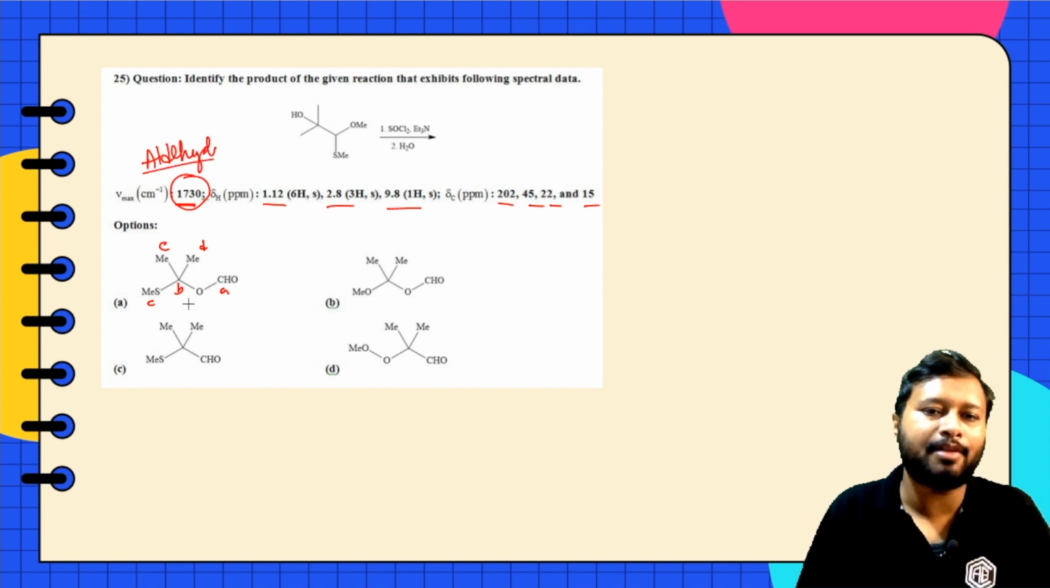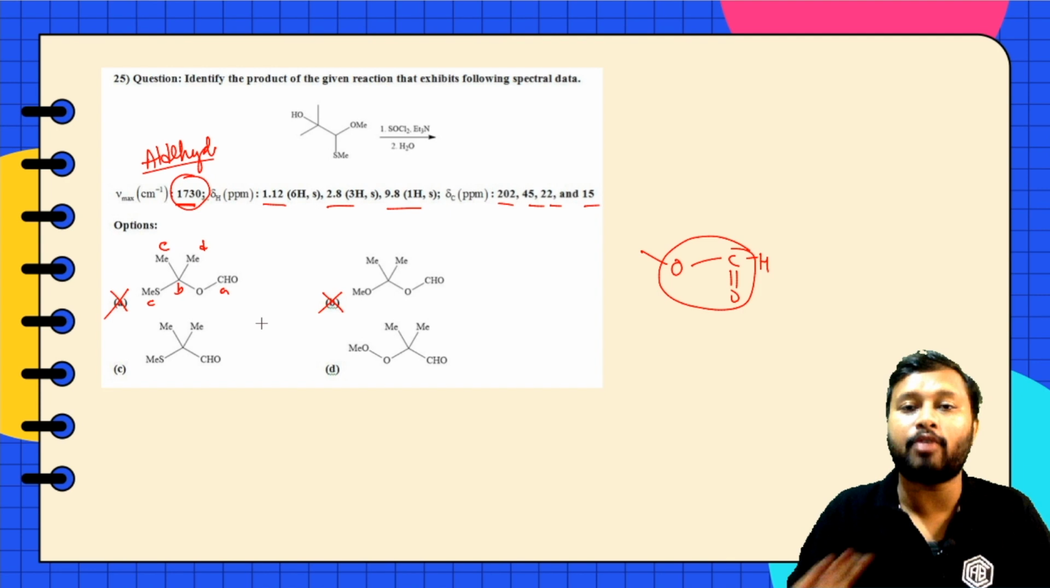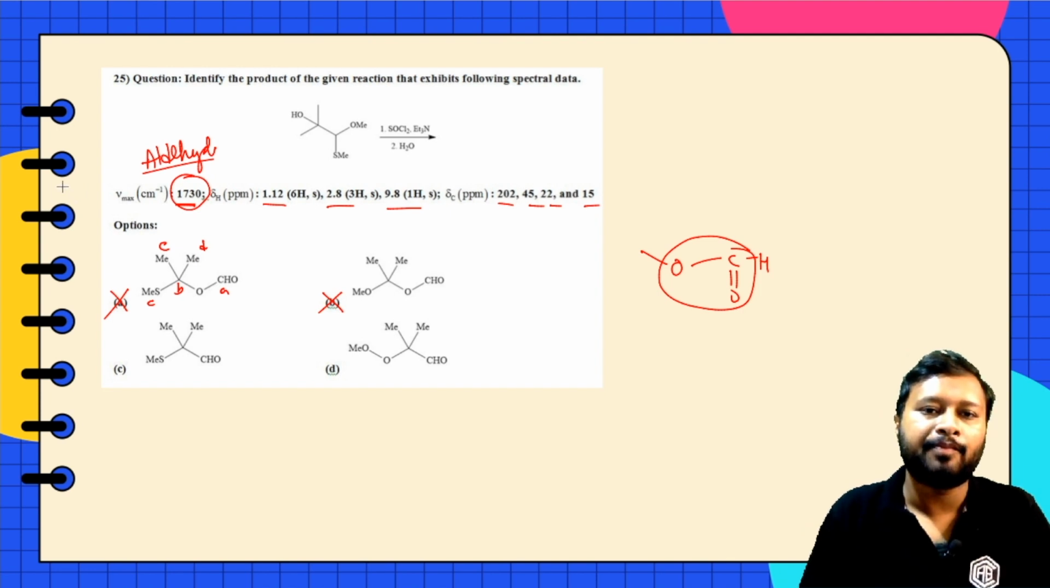So your option A becomes incorrect because this is giving you an ester group over here. Why am I telling you an ester group? Because O, C double bond O and H, that's what your CHO is. So this overall becomes an ester group. So this is an ester, this is also an ester. So option A and option B you simply cancel out due to IR. You have to look for aldehyde now. So aldehyde is only present in option B, option C and option D.